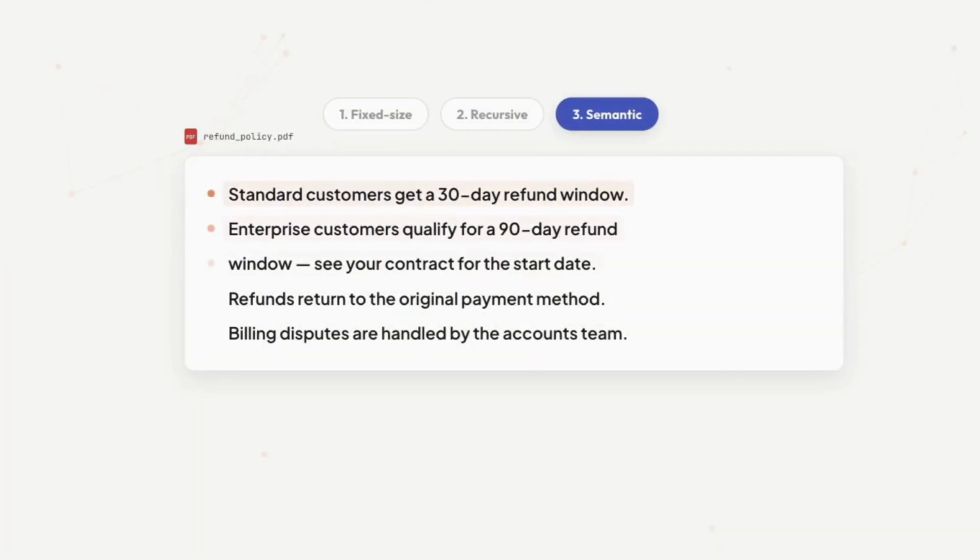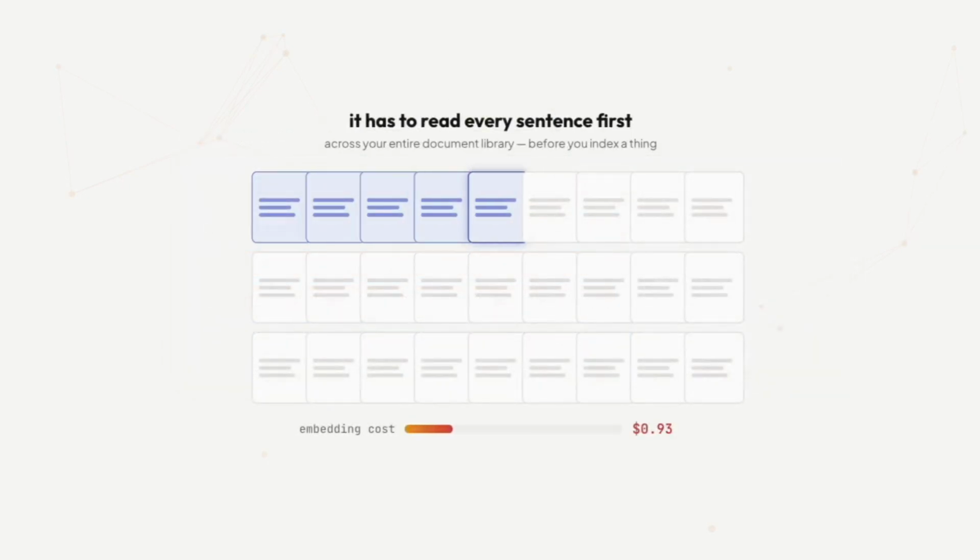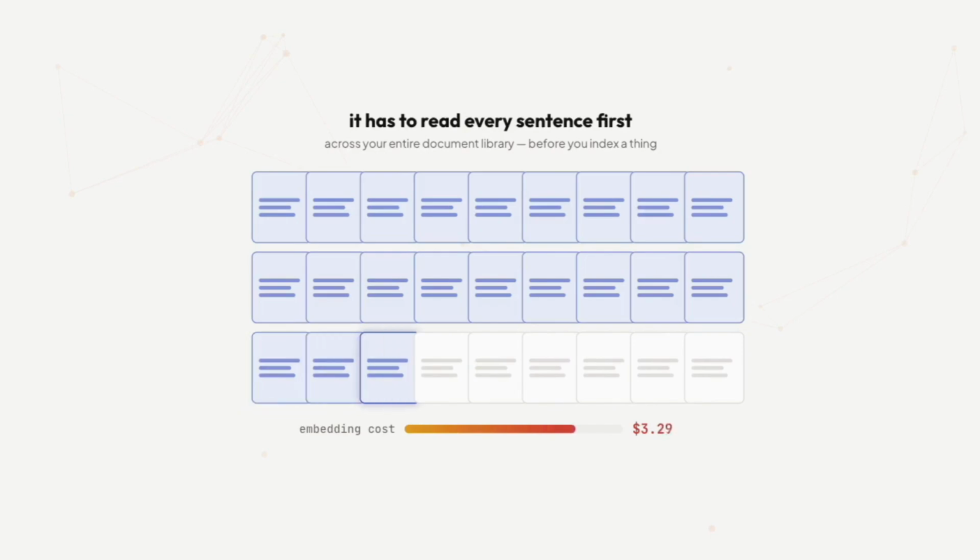And the third one is semantic chunking. This one actually reads the meaning of your text. It groups sentences together based on how related they are and cuts when the topic shifts. Really clean chunks, but it's expensive. It has to process every single sentence in your entire document library before you even start indexing. So the cost adds up fast.